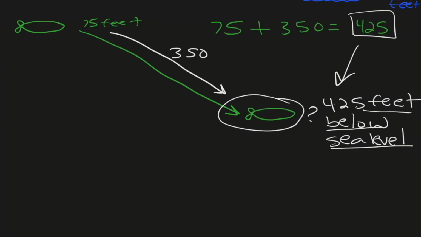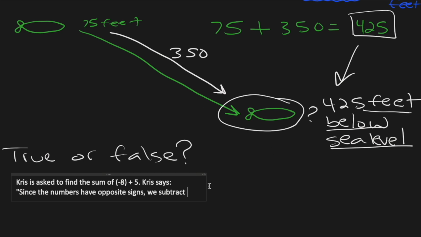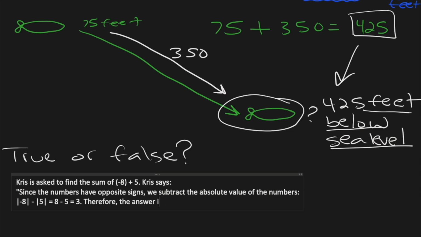And the last word problem. This one, I want you to state whether the statement is true or false. And I'll type it out for you. Chris is asked to find the sum of negative 8 plus 5. Chris says, since the numbers have opposite signs, we subtract the absolute value of the numbers. Absolute value of negative 8 minus absolute value of 5 equals 8 minus 5, which equals 3. Therefore, the answer is 3.